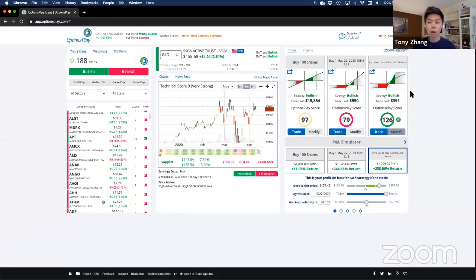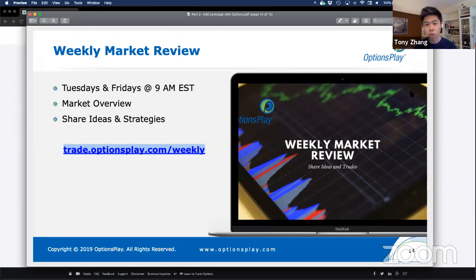underlying stock. So I hope that this was useful in helping you better understand that principle, because it's so important to be able to be successful in options trading.